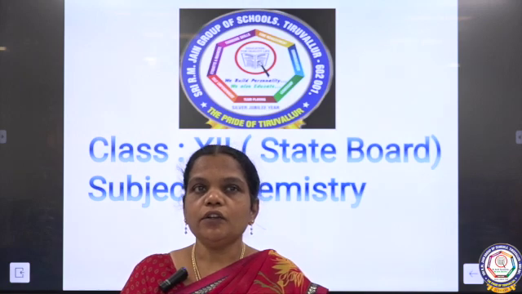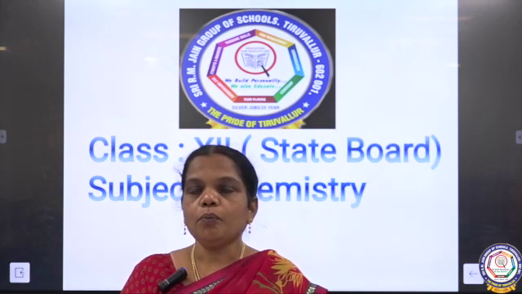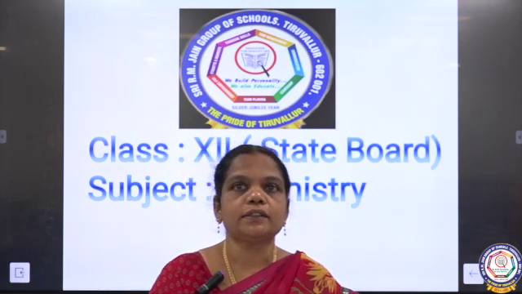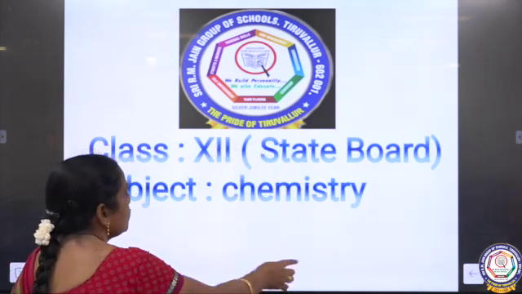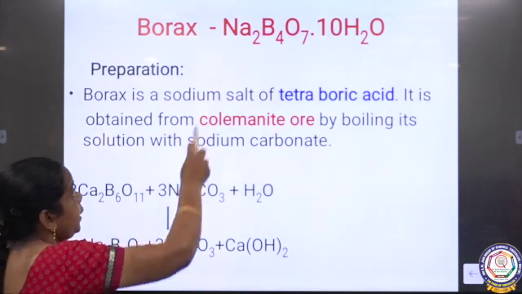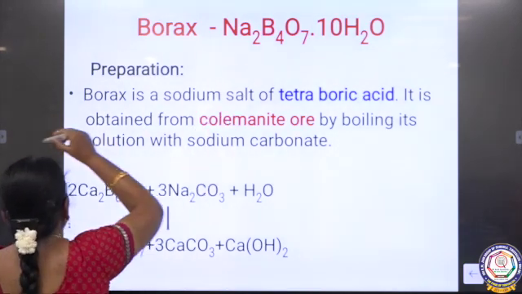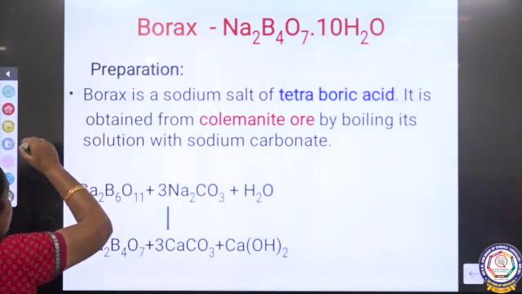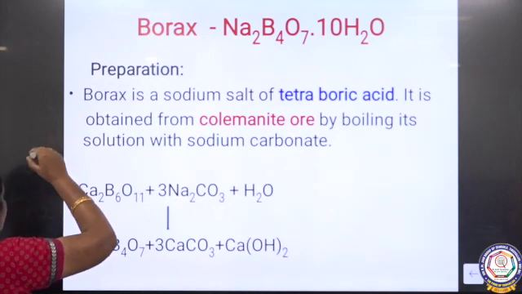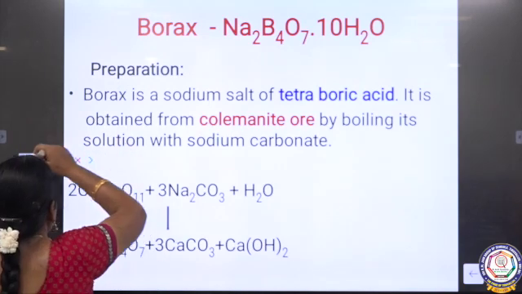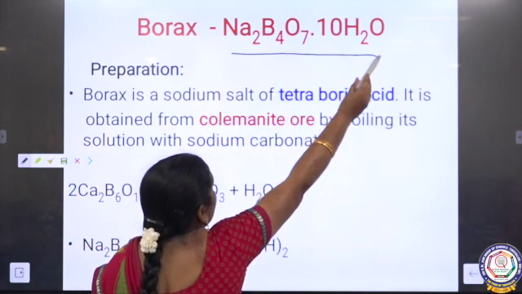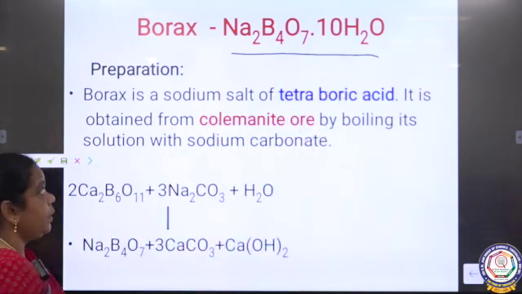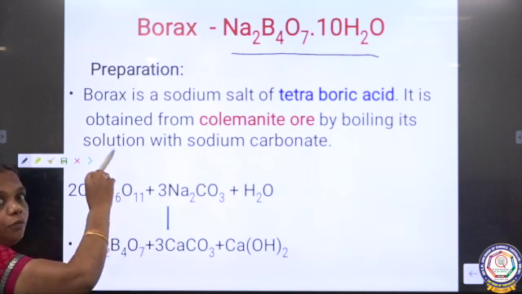Today's class we are going to learn about the compound of boron, borax. The chemical formula of borax is Na2B4O7·10H2O. The chemical formula of borax is Na2B4O7·10H2O.